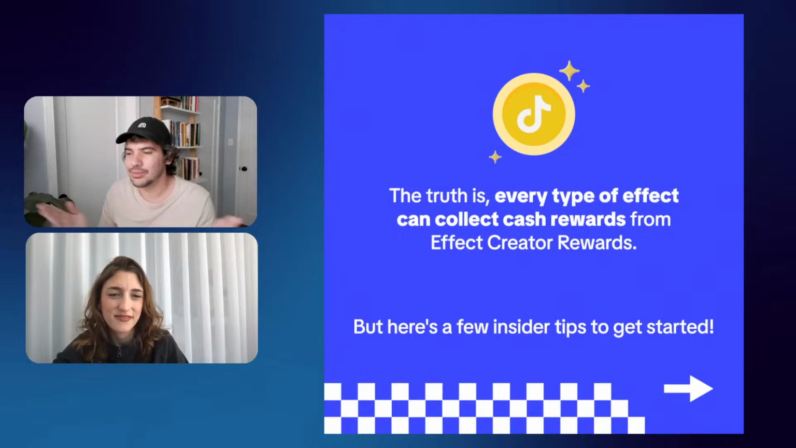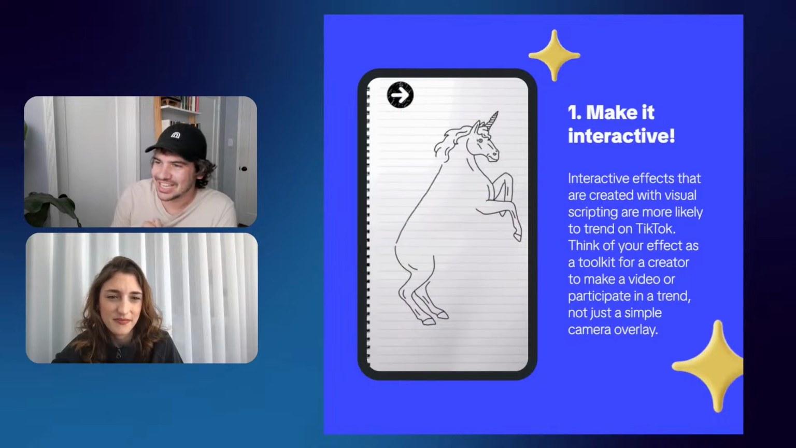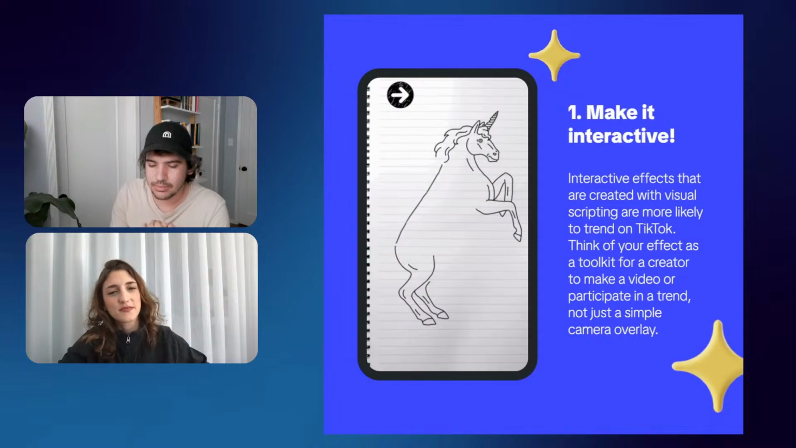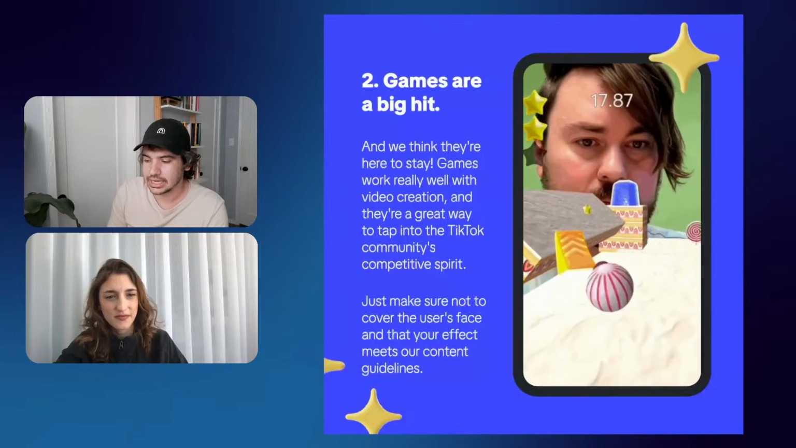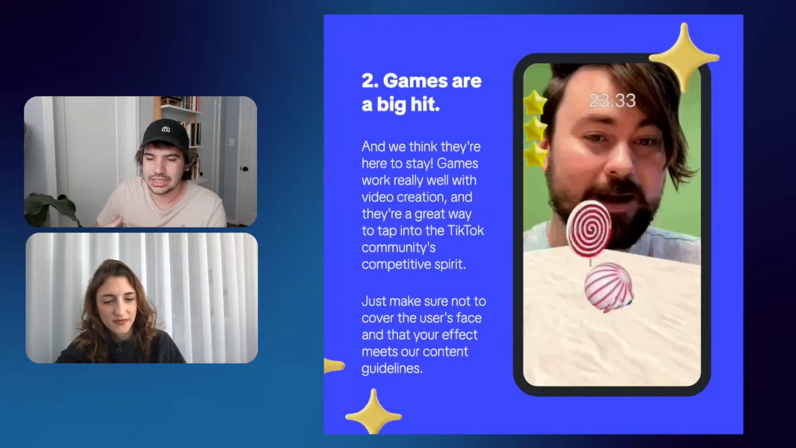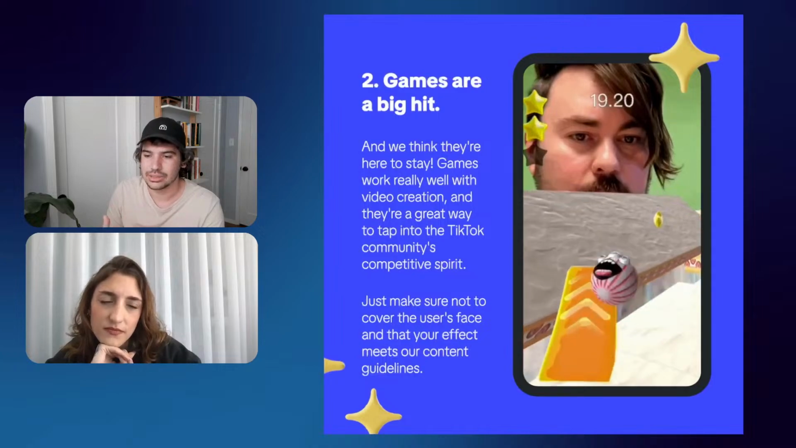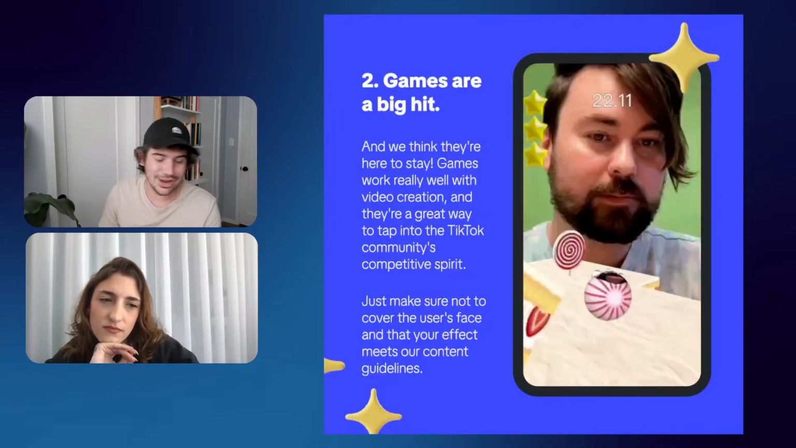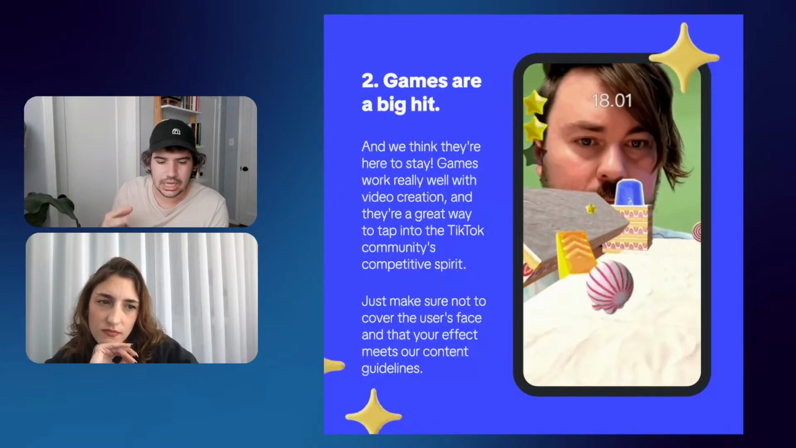But we did want to pick a few categories that we recommend creators focus on if this is their most important priority. So the first one, if you click, is making things interactive. In general, we see that the more interactive an effect is, sometimes the more likely it is to get a payout. And if you think about it, it's because this is naturally incentivizing creators to want to explore your effect, want to use it, to want to make one or two or many videos using your effect. So that was tip number one, is just make it interactive.